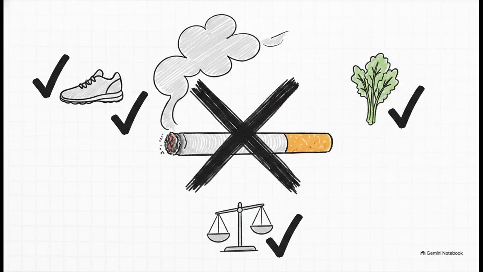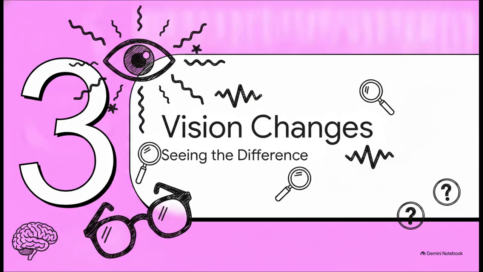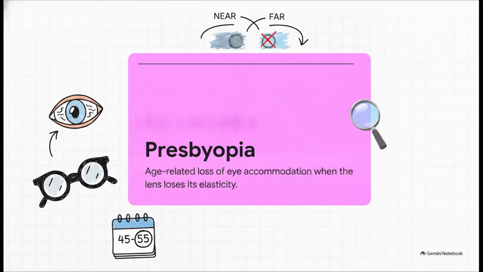You really want to focus your patient education on things they actually have the power to change. Let's jump into Section 3, Age-related vision changes, seeing the difference. Let's start with a really important vocabulary term, presbyopia. This is a structural vision change.